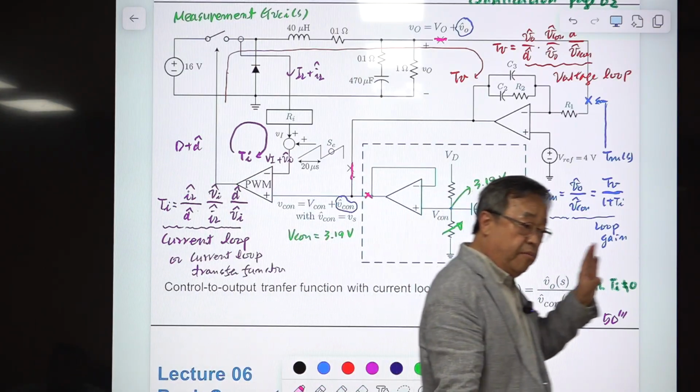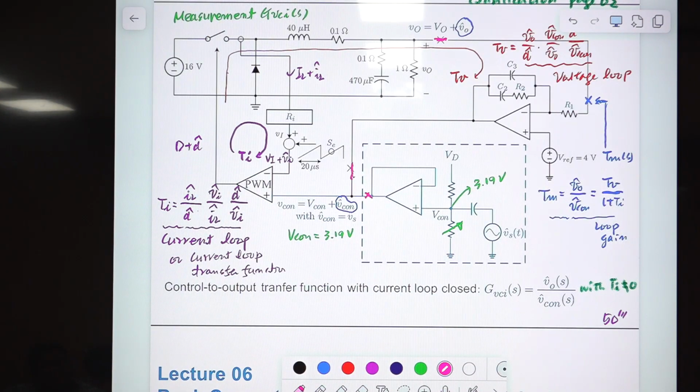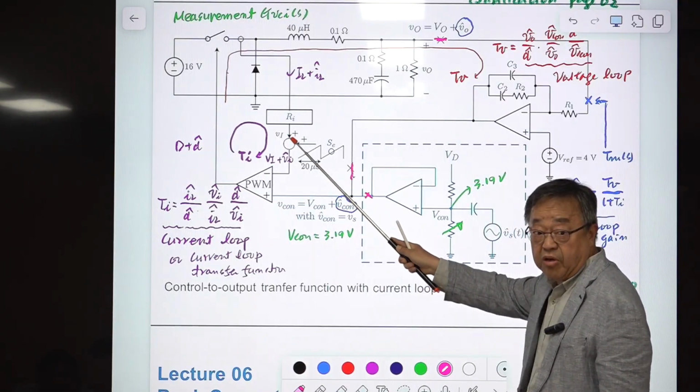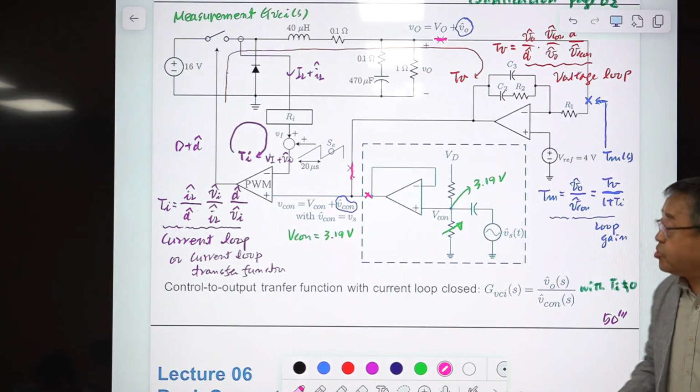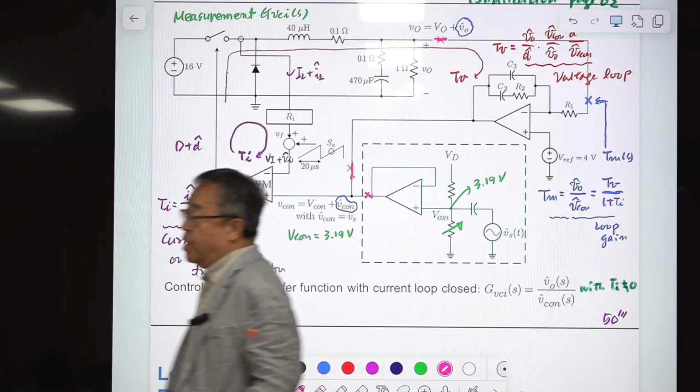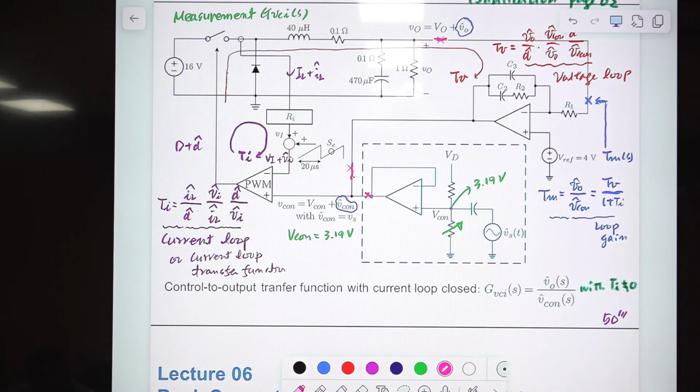Actually, you may call it the system loop gain, and many system loop gains can be defined here. One is here, another one is here, another one is here, with everything closed. But this one is more convenient, and structure-wise, this one is similar to the simple loop gain for a single feedback system, which is voltage feedback control. So that's the reason why I selected this notation as the loop gain. So this is the loop gain. It is different from the current loop or voltage loop.